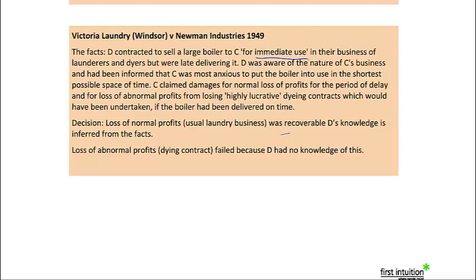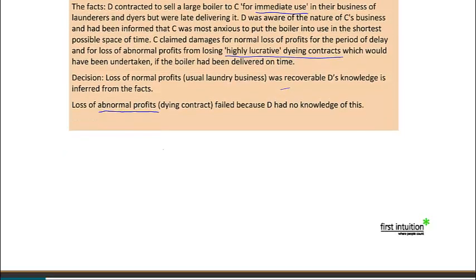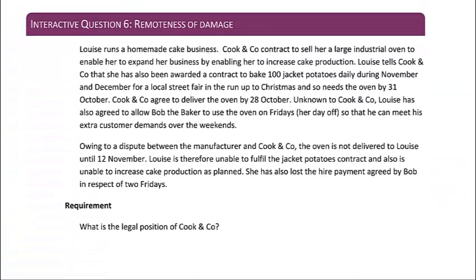But in this case, there was something in what we call abnormal profits, in that the claimant, the laundry, had to turn down a highly lucrative dyeing contract. So they'd been offered an extra contract during this period when the laundry was out of action, and they couldn't accept the work. So they sued for the loss of those profits as well. Now, in this case, the court called those abnormal profits, and they said they weren't reasonably foreseeable because the defendant had no knowledge that this particular contract would come along and that it could have been very lucrative for Victoria Laundry. Okay, so you can recover for normal profits, but not for abnormal profits, because they're not in the reasonable contemplation of the parties. Now, armed with that knowledge, have a look at this question and see what you think.